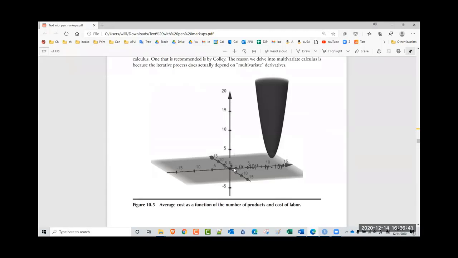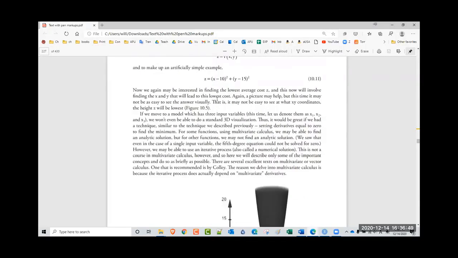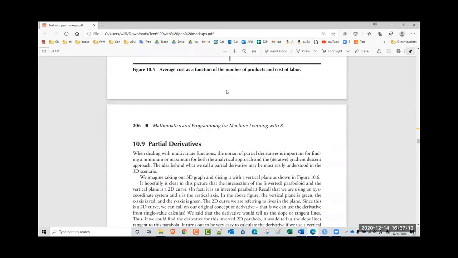We have 3 dimensions, or 3 variables. X, here's Z, so here, where is it? Here it is. So Z equals minus (X minus 10) squared plus (Y minus 15) squared. So how many variables are there? 3. So that is different than derivatives before, because before we only had Y equals F of X. We only had 2 variables. Now we have 3. So how do we work with derivatives in that case?